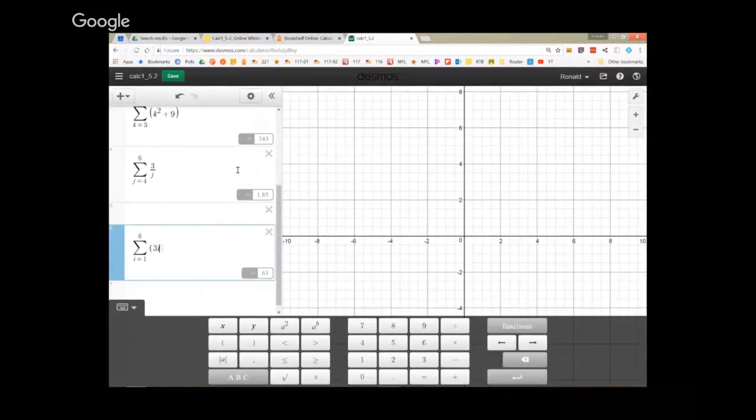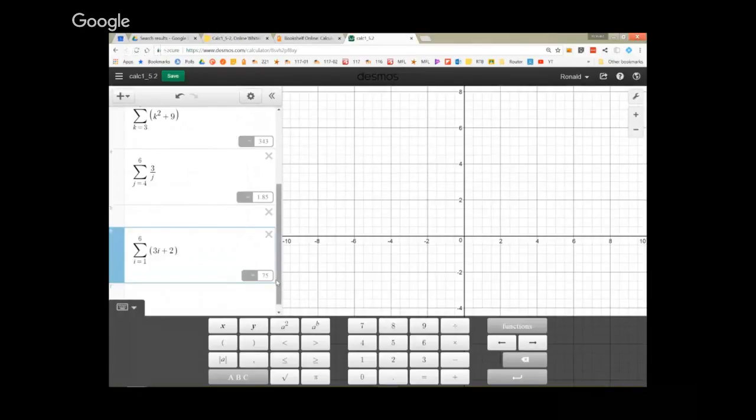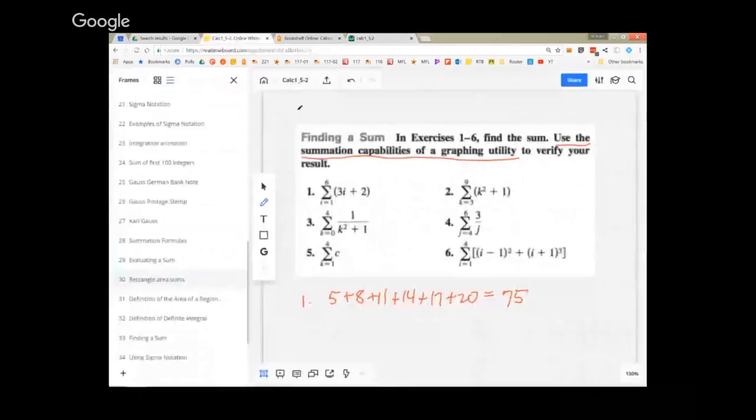3i plus 2. And you notice right here is the answer, 75. So I encourage you to use Desmos to, like they said, verify, and 75 is what we got as our answer. Okay, let's do another one up here. Let's do number 4.